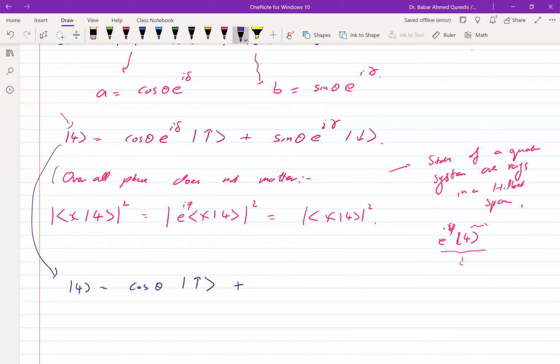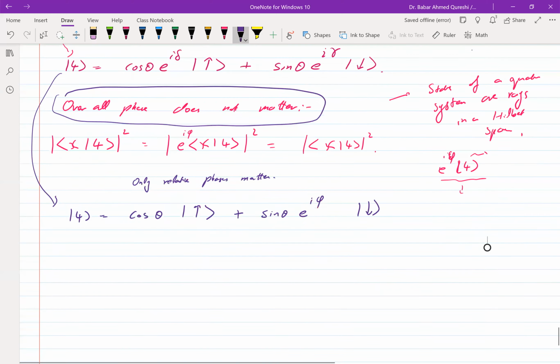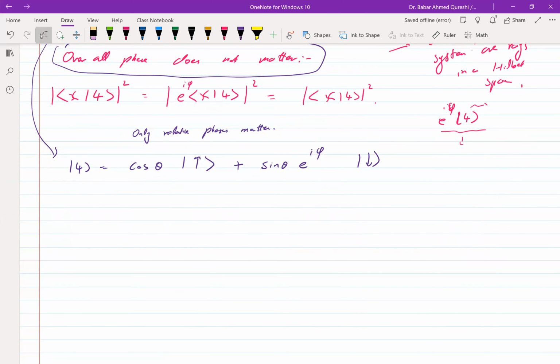A completely equivalent statement is that only relative phases matter, because they come in when you compute the scalar product; they do not go away. So this gives me sine theta e to the i (gamma minus delta) on the down state. This phase I can call some new phase. So this is the general form of my state. I can write any state in this form.